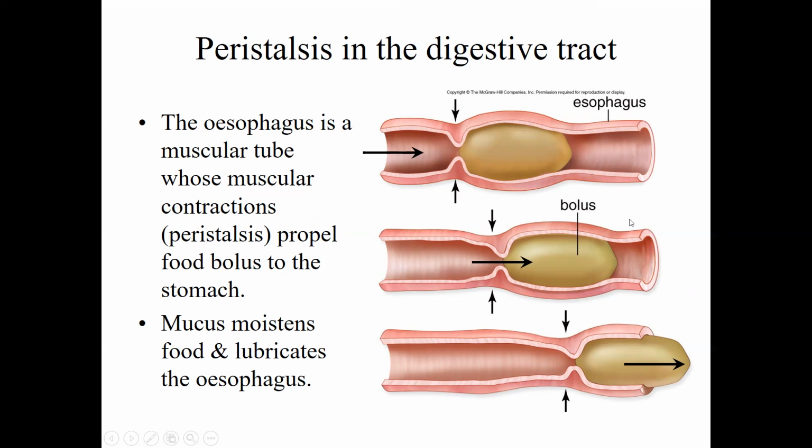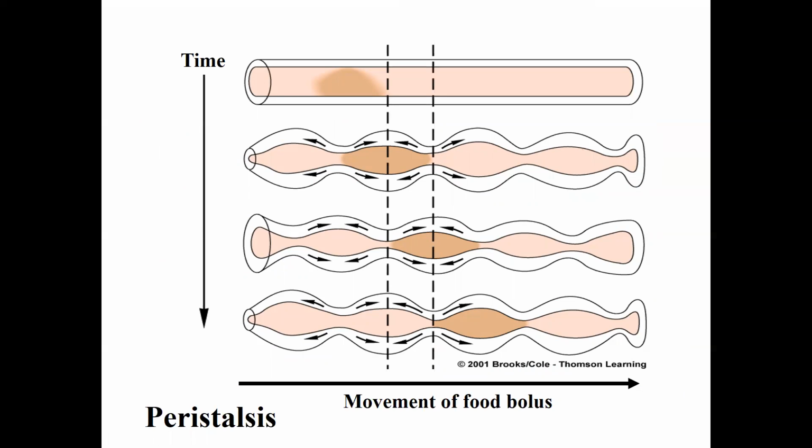The esophagus is a muscular tube whose muscular contraction, which we call peristalsis, propels the food bolus to the stomach. Here the muscle in this part is contracted, and the muscle in this part is relaxed, and this contraction pushes the food bolus forward. After that it becomes relaxed, and the muscle further forward contracts and continues to push the food bolus forward. Mucus moistens food and lubricates the esophagus to allow the food bolus to move along. So this is how peristalsis occurs along the time, starting here.